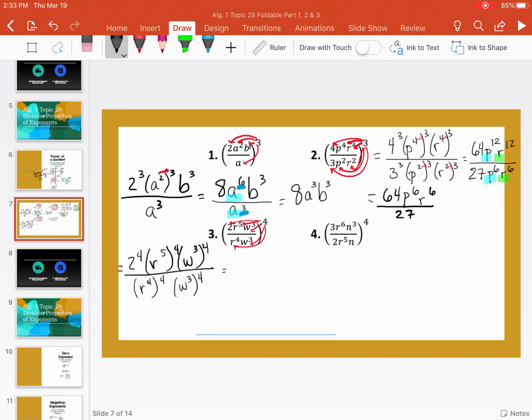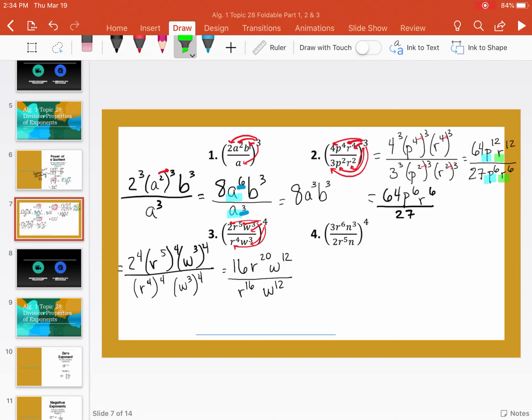Then if we want to simplify it, 2 to the 4th is 2 times 2, which is 4, times 2, which is 8, times 2, which is 16. R to the 5th to the 4th, power to a power, so we multiply these: r to the 20th. W to the 3rd raised to the 4th is w to the 12th. Then r to the 4th to the 4th is r to the 16th, and w to the 3rd to the 4th is w to the 12th. Now we can simplify.